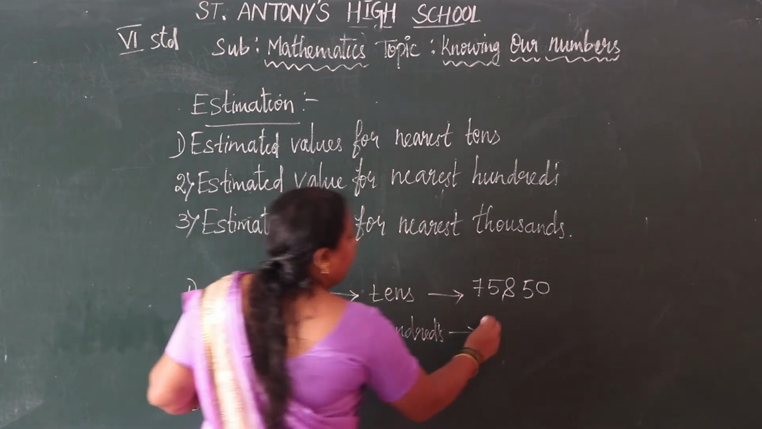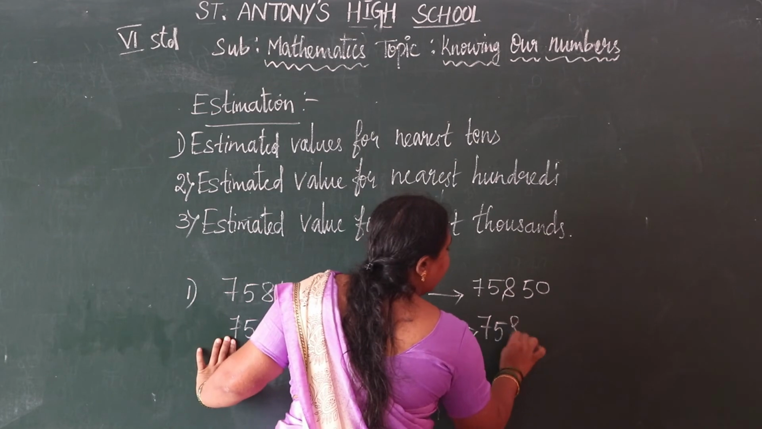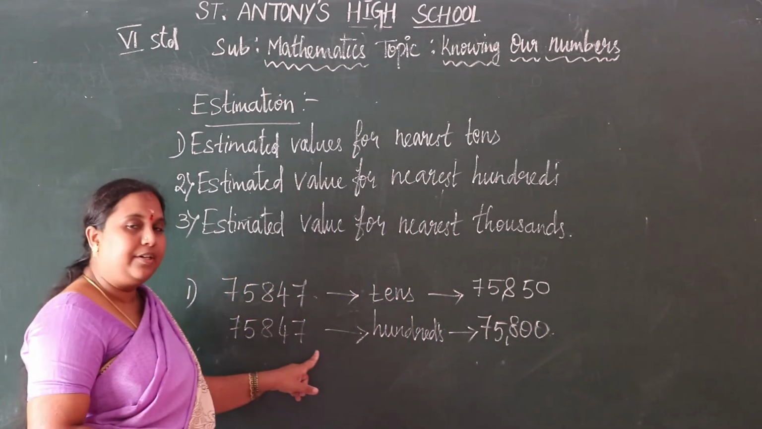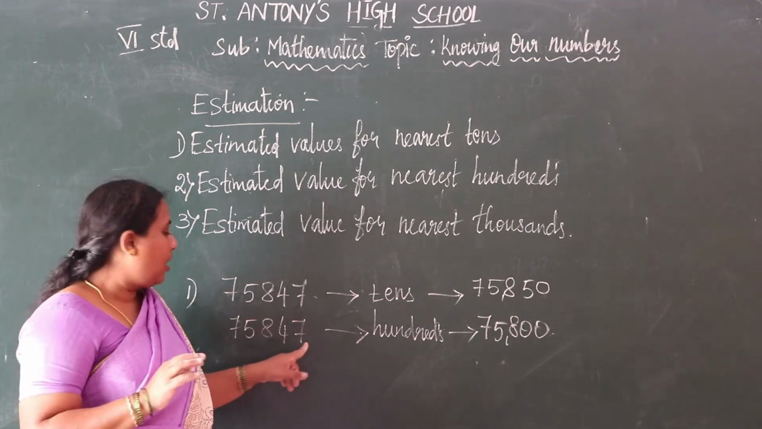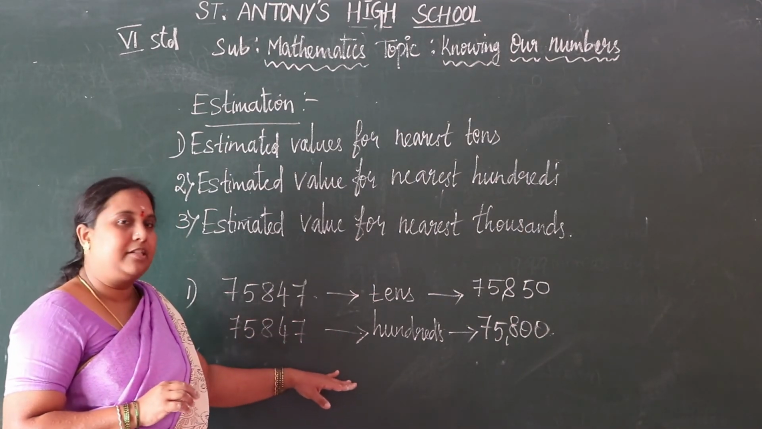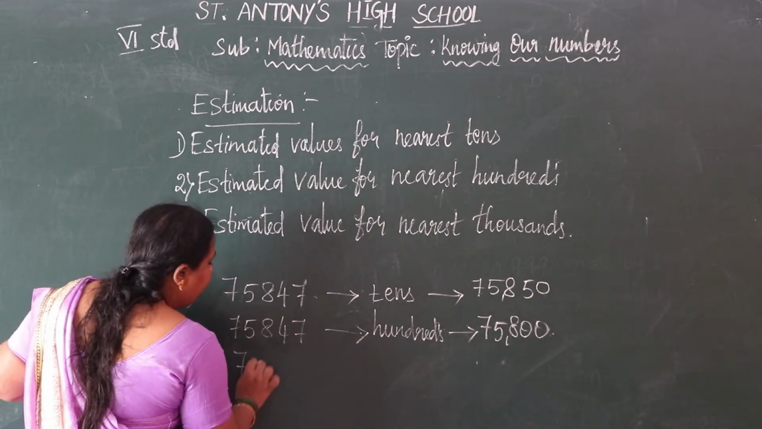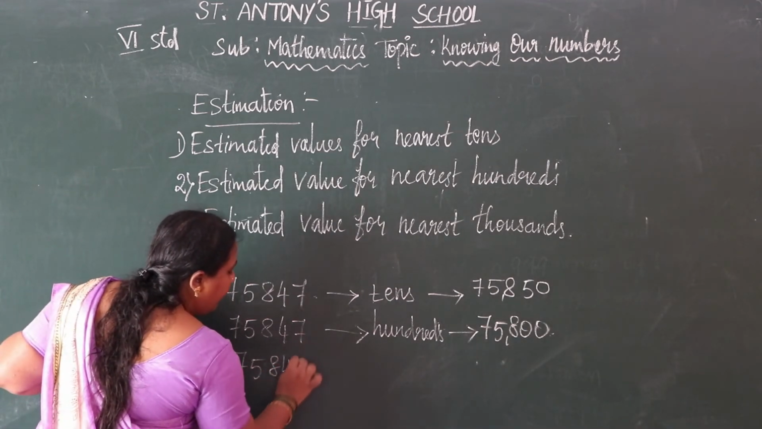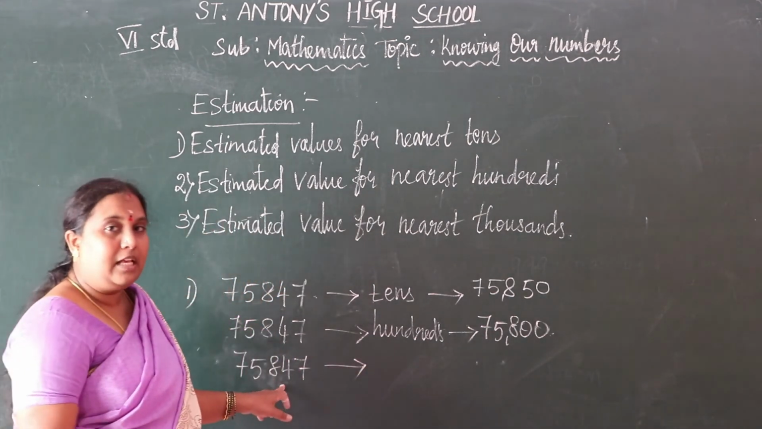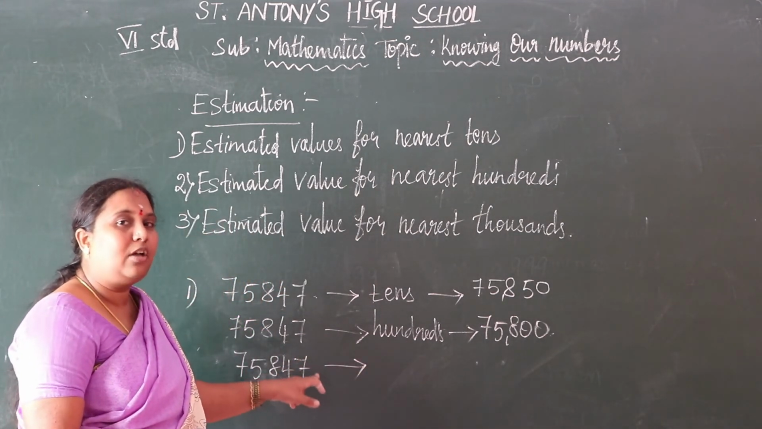Okay, so here 75,800 is the estimated value for the nearest hundreds. Okay, and then we can see nearest thousands, 1,847. See children, here the nearest thousands.